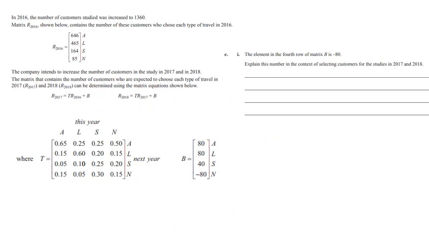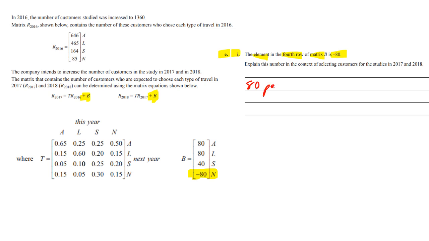So now we're at part E, subsection I, and now we've finally got that plus B that we've been talking about in these videos. The first part is just saying the element in the fourth row of matrix B is minus 80. That's it right there. Explain the number in the context of selecting customers for the study in 2017 and 2018. So minus means you're going to be removing things, a bit like if you had your dead fish and you get rid of them. And so N was no booking. So 80 people with no booking were removed.